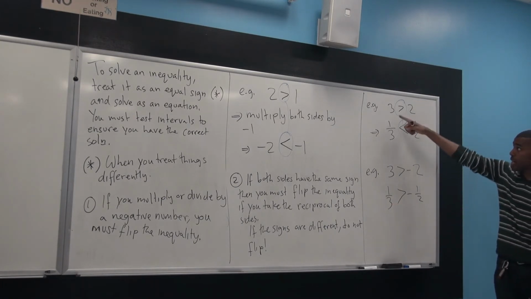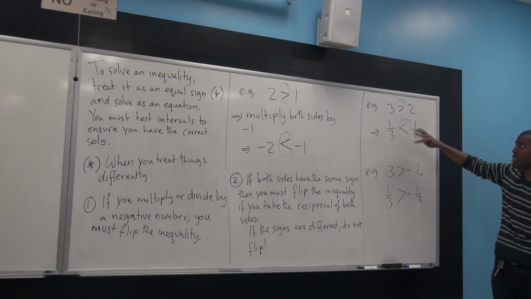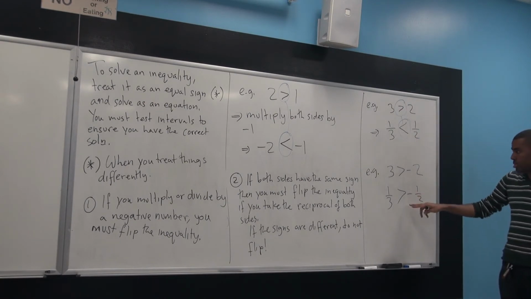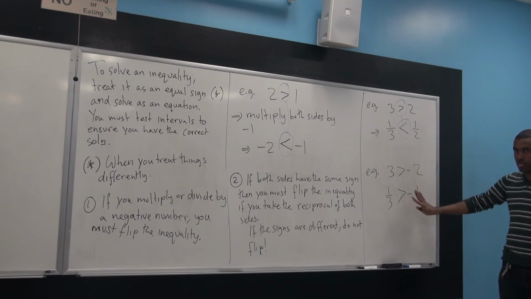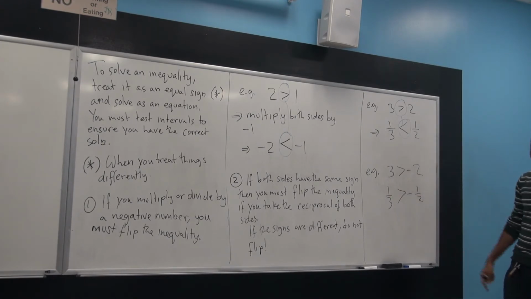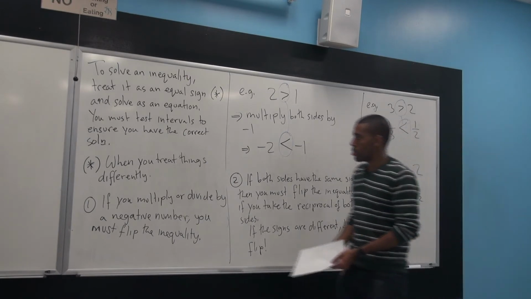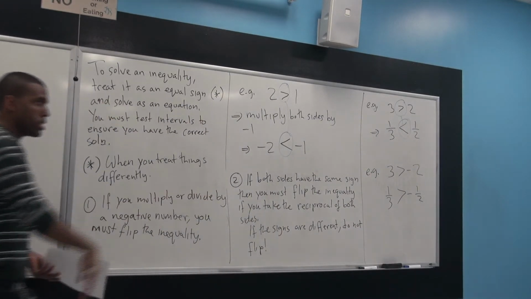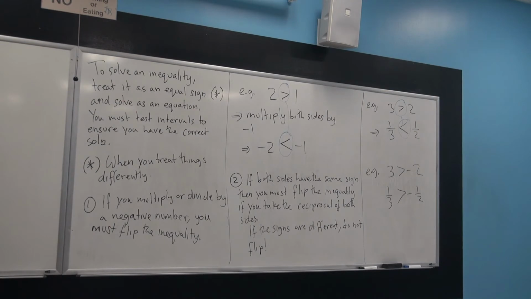If they have the same sign, they're both positive on both sides, and if you flip, you have to change. But if they're different signs, then keep it the same, right? A positive will always be bigger than a negative, no matter what. So other than those two things, you can essentially treat them as equal signs when you're solving an inequality.